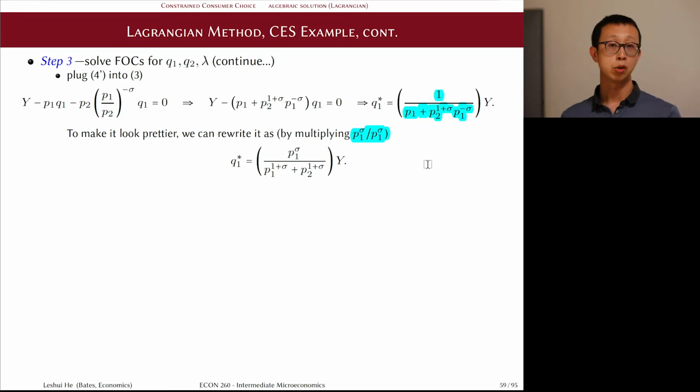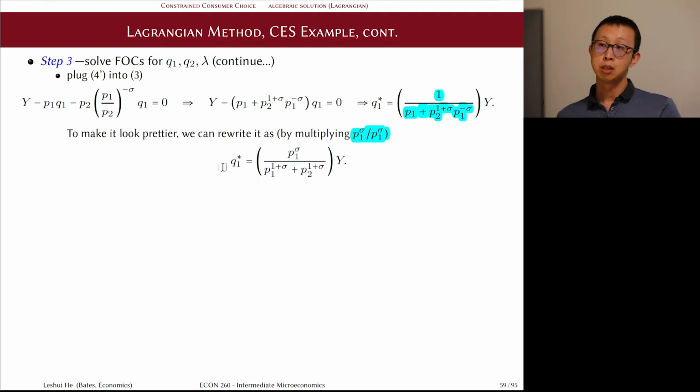Now, as a result of the rewriting operation, the expression we have for Q1 star looks much more symmetric. The optimal demand for good 1 is just equal to its own price raised to the power of sigma, divided by some kind of average between the prices of the two goods, and then multiplied by the budget. When economists talk about the CES derived demand, this form is usually what people think about.